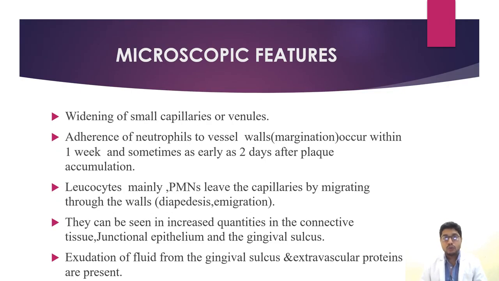So microscopically, you can see the dilated blood vessels, and those blood vessels will be fully filled with neutrophils. It's like the first line defense mechanism. For any infection in our body, neutrophils are the first to come to that place. So the leukocytes, mainly PMNs, leave the capillaries by migrating through the walls. That process is called diapedesis. They can be seen in increased quantities in the connective tissue, junctional epithelium and gingival sulcus. Exudation of fluid from the gingival sulcus and extravascular proteins are present.